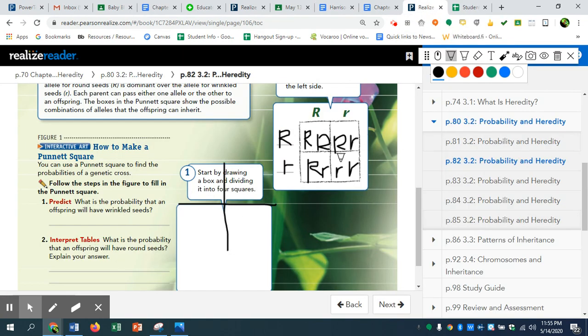Now, these two are carriers still, so they can still pass it on, but only one. There's only a 25% chance that an individual pea plant of these two parents will have wrinkled seeds. All right, so number 2, what is the probability that an offspring will have round seeds?